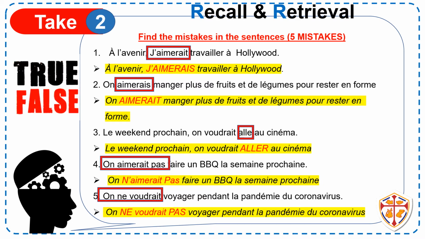Finally, on number 5, on ne voudrait voyager. Again, we are using the negative. We need the ne and the pas, but here the pas is missing. Therefore, this is a mistake. And the correct answer is on ne voudrait pas voyager pendant la pandémie du coronavirus.